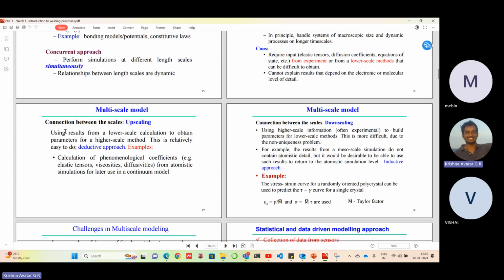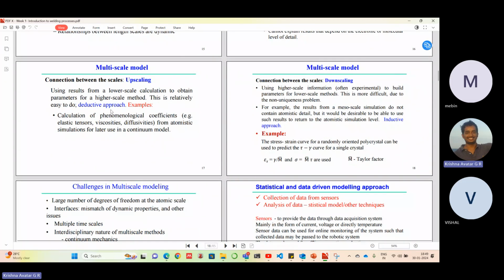So in multi-scale modeling, we have discussed the connection between different models. There is one upscaling approach, in which we use results from a lower scale calculation to obtain parameters for a higher scale method. So this is like a deductive approach. Say we use the phenomenological constants from atomistic simulations to be used later in a continuum model.